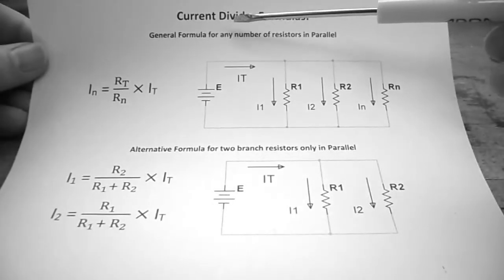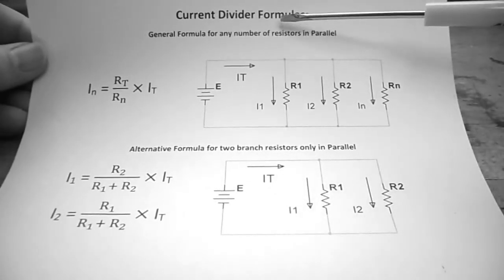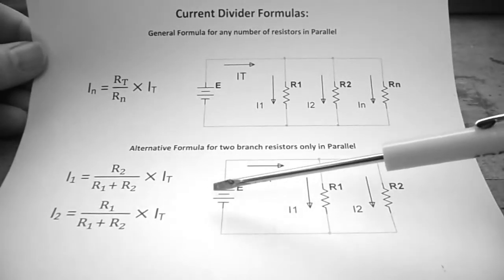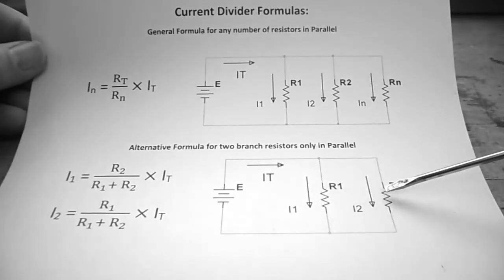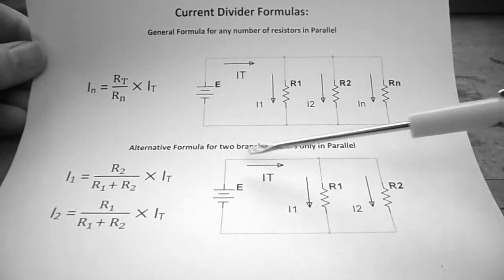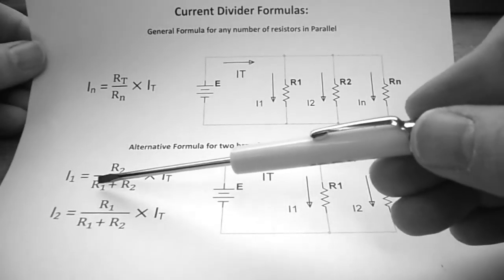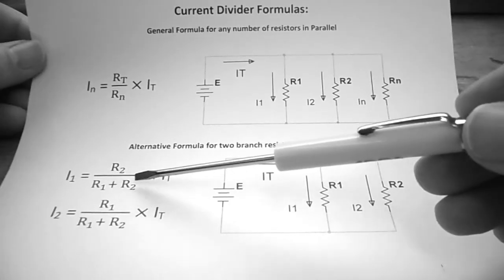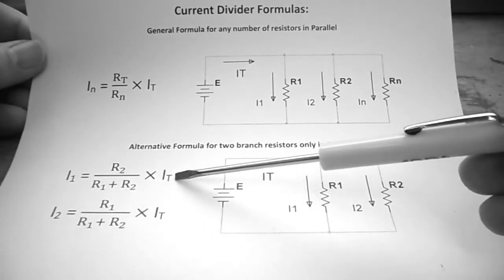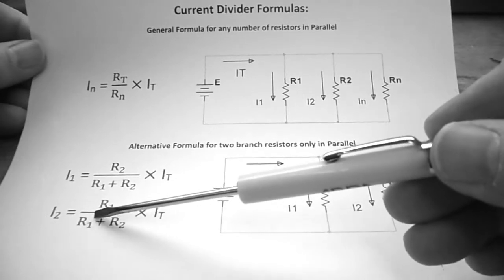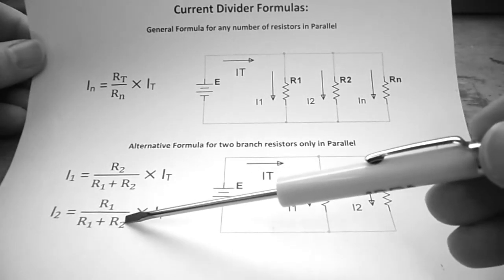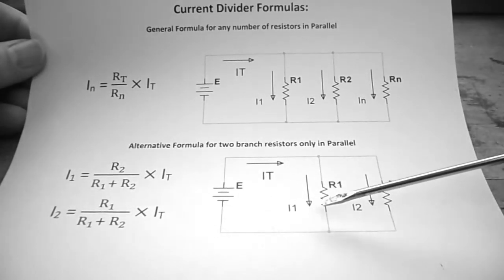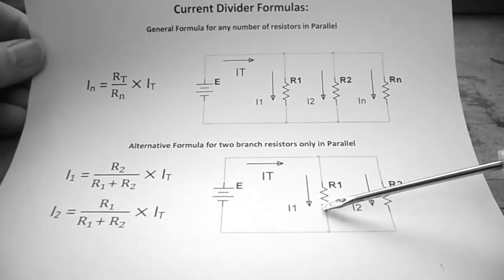I just wanted to remind you about the current divider formulas. There are actually 2 forms of the formula. The one we use the most is when we have 2 resistors in parallel. When there's 2 resistors in parallel, we normally use I1 is equal to R2 over R1 plus R2 times IT, and then I2 is equal to R1 over R1 plus R2 times IT. But these formulas only work if there's only 2 branches in your parallel circuit.